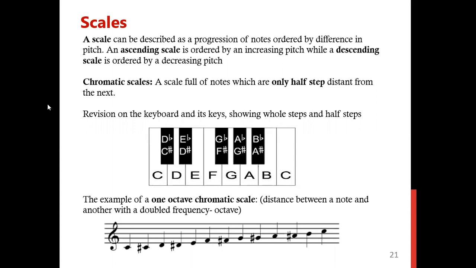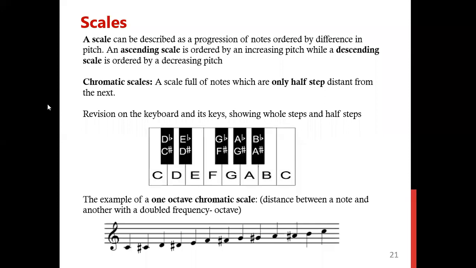If you're progressing from one note to the other, and to the other, and to the other, you're likely forming a scale. If you are ascending, that means it's going to be an increasing pitch. The next note is higher in pitch than the previous one. That's an ascending scale. Descending scale, you're coming downwards, just in the opposite way. So that's what we mean by descending scale and ascending scale.